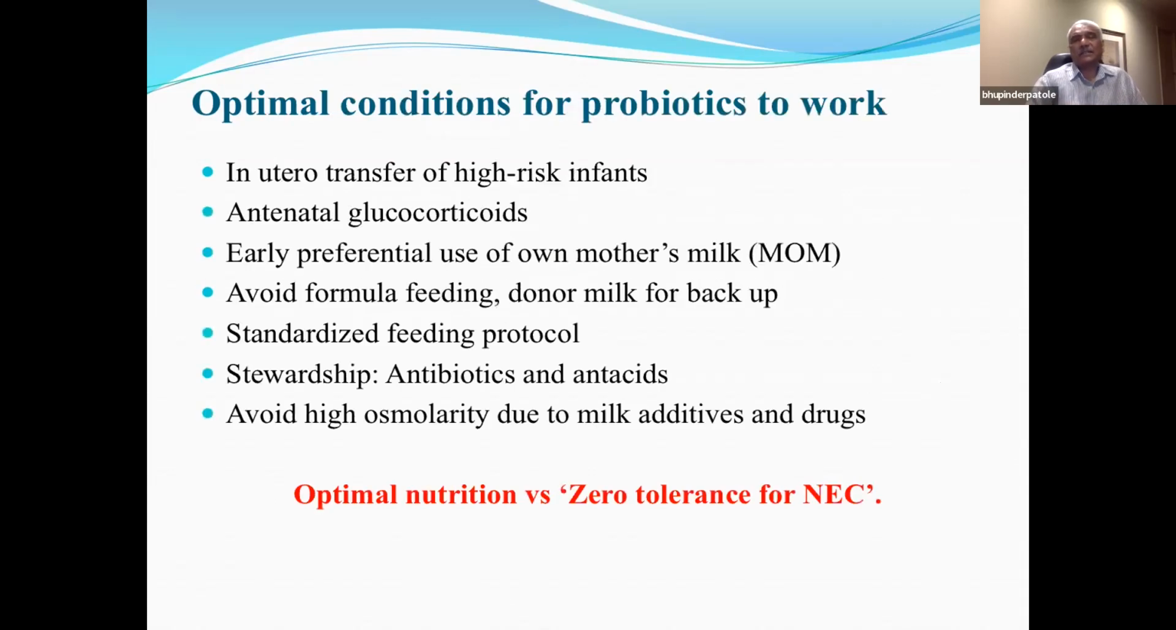This is something very important, especially for all the countries where resources are slightly restricted. Probiotics cannot do magic on their own. So what are the optimal conditions to get the best out of probiotics? In utero transfer of high-risk infants, antenatal glucocorticoids, early preferential use of own mother's milk, avoid formula as much as you could, have donor milk as backup, use a standardized feeding protocol, antibiotic stewardship, stay away from unnecessary prolonged exposure to antacids, look at high osmotic load from milk additives and drugs, and on the rounds every day, you have to make a conscious effort to balance optimal nutrition versus zero tolerance for necrotizing enterocolitis. That's the balance that you should be trying to achieve every day on the rounds.